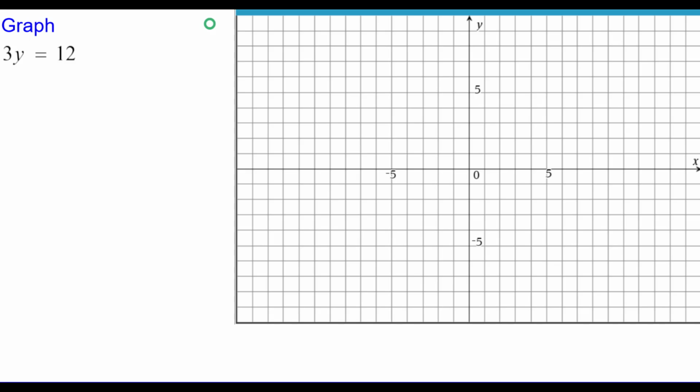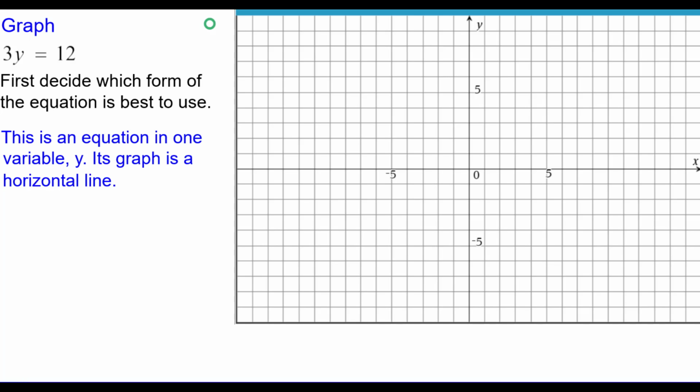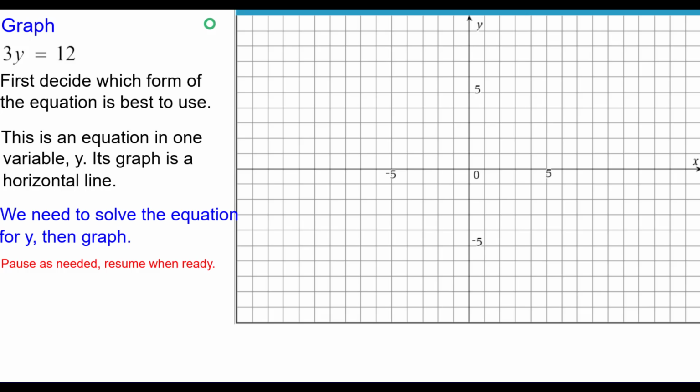Graph 3y equals 12. Decide which form of the equation is best to use. Pause and then resume when you're ready. This is an equation in just one variable, y. Its graph is going to be a horizontal line, and we need to solve the equation for y and then graph it. Pause as needed. Resume when you're ready.